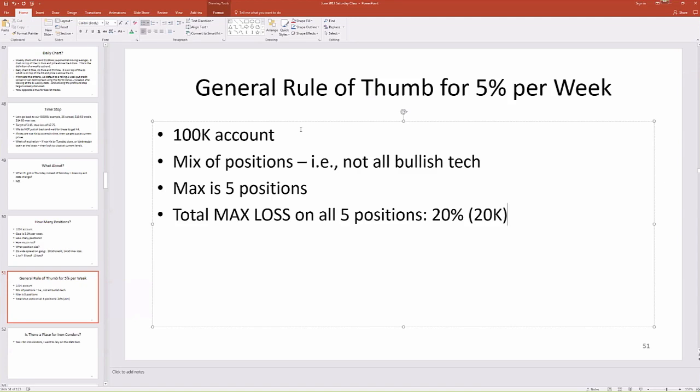But the main thing I'm pointing out here is that you can go up to 20K, because you've got to understand, if you've got 5 different positions on and some are bullish and some are bearish, you just got to ask yourself, what are the odds you're going to wake up tomorrow and they're all at max loss? Okay, does that make sense? Because it seems scary at first.